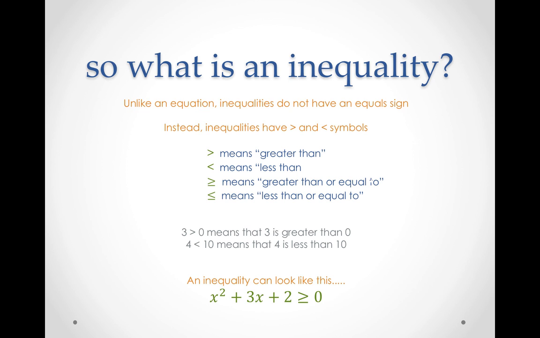So, when you see an algebraic sentence or a numerical sentence such as 3, then with an arrow to the right, then 0, this means that 3 is greater than 0. Or when we see a 4 with an arrow to the left, then 10, this would mean that 4 is less than 10. So an inequality can look like this: x squared plus 3x plus 2 is greater than or equal to 0. Just remember, we don't use the equal signs, we're now using inequality signs, the greater than or less than.